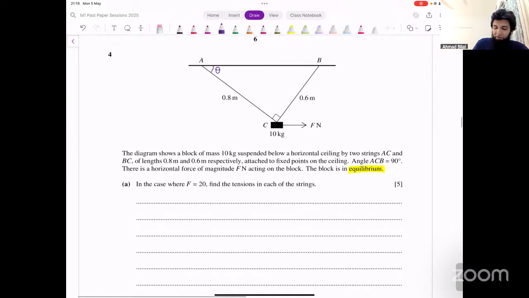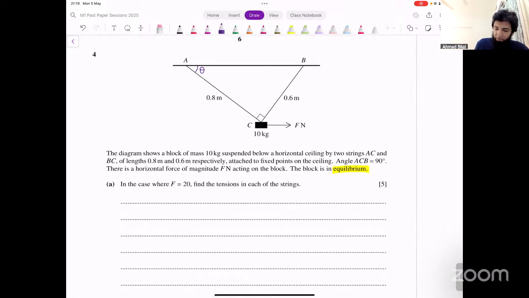Can we find the value of this angle theta? Perpendicular and base, you can use tan. Tan theta equals 0.6 over 0.8, and that's going to give us the value for theta. What does that turn out to be? What's the value of theta? The value of theta that we get from this.